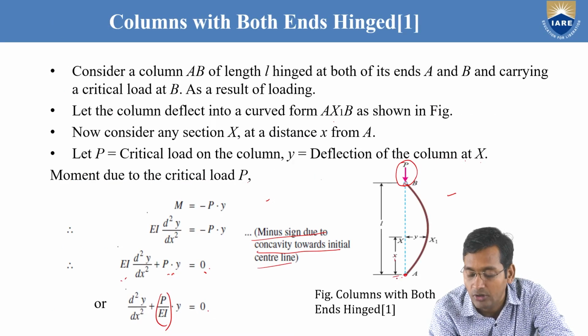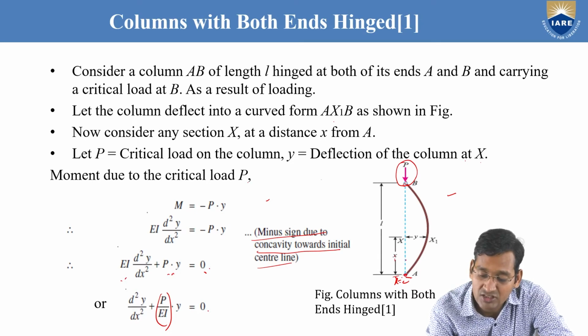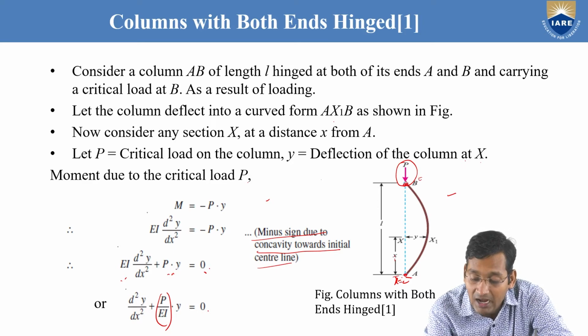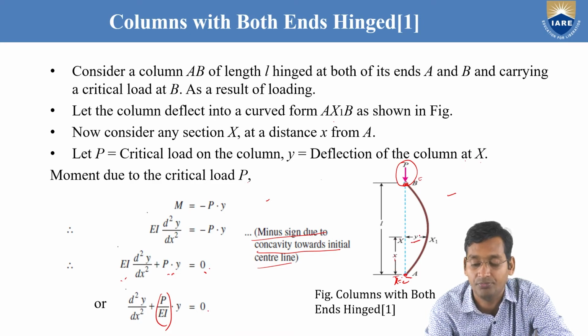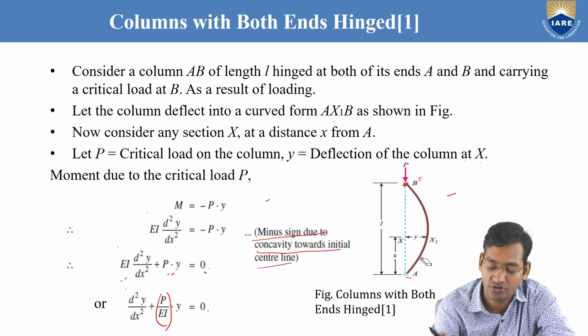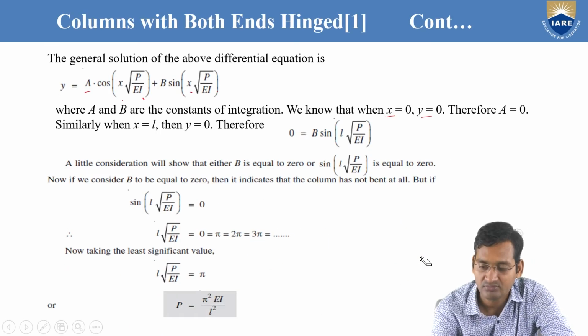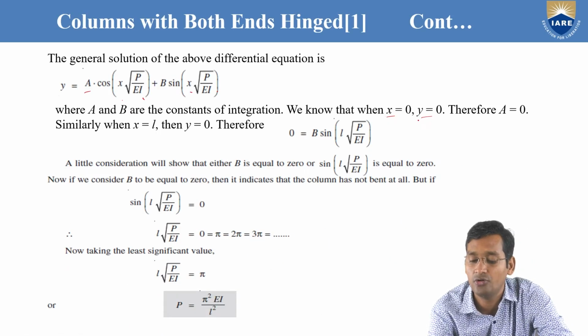At 0 here. So at x equals 0, what happened? Is any deflection there? No. Means y also will be 0. Similarly, at x equals L, at this point, there is no deflection. But at a small x equal to this value, the deflection is y. So we will use this boundary condition. See, at x equals 0, y equals 0.